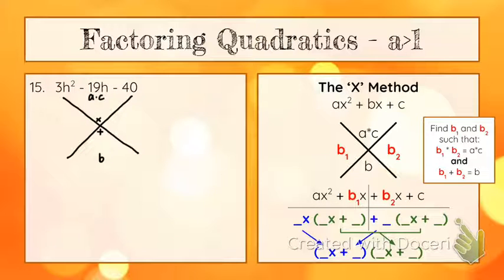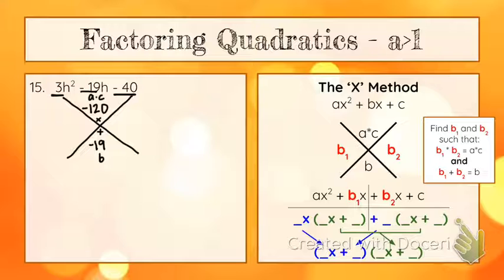Okay, so I've gone ahead and set up the X for this problem because this is kind of the basics of what you need to remember whenever you are setting up the X method. You need to know that the top is A times C, the bottom is B, and we multiply to get the top and we add to get the bottom. So this is a good way to set up your X to remember everything you need to remember. So A times C in here is 3 times negative 40. 3 times negative 40 is negative 120. And then our B value is negative 19.